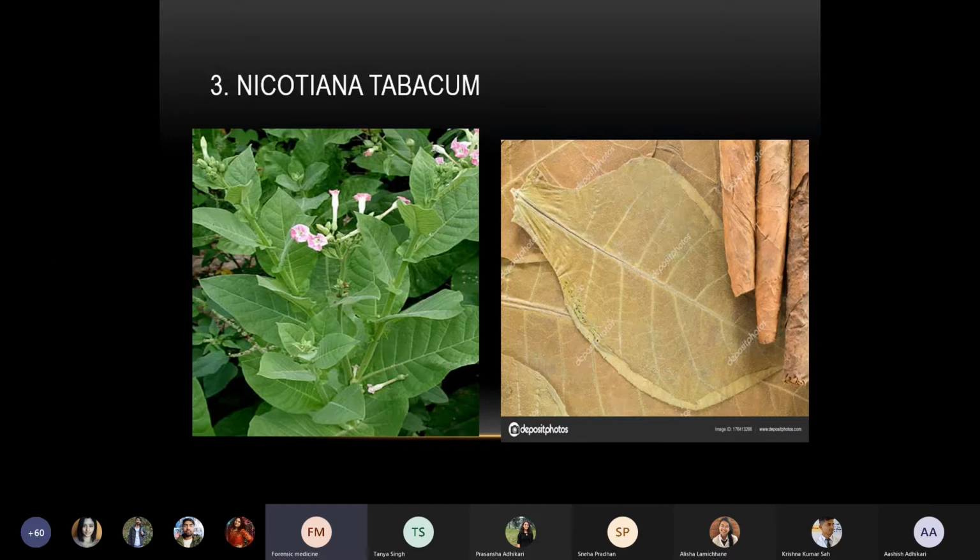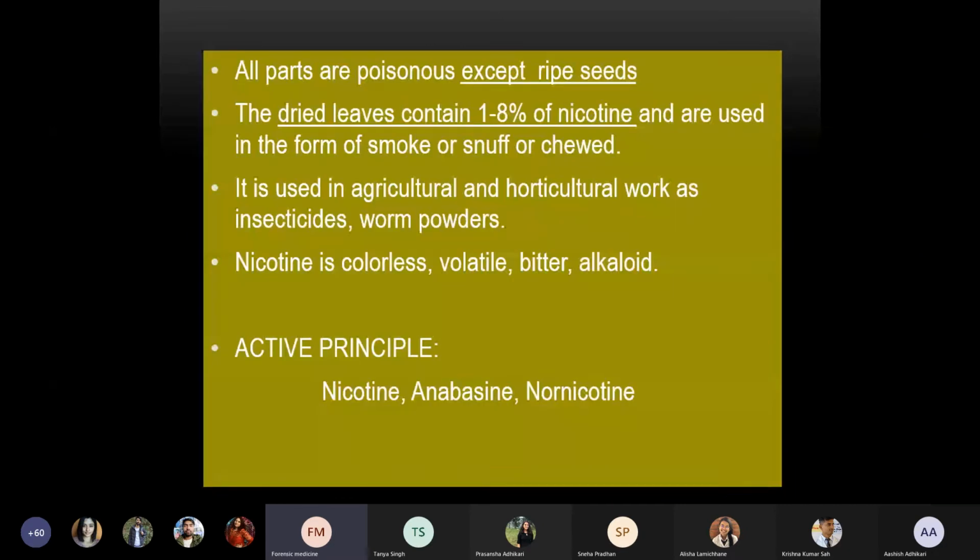Now the next one is Nicotiana tabacum, also called tobacco. You can see on the left, this is the raw one and this is the dry tobacco. All parts of the tobacco are poisonous except the ripe seeds. The dry leaves contain 1 to 8% of nicotine and are mostly used in the form of smoking, chewing or snuffing. Besides that, it is also used as insecticide and worm powder. So those are the uses of tobacco leaves.